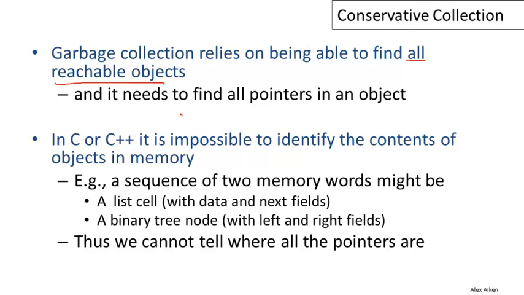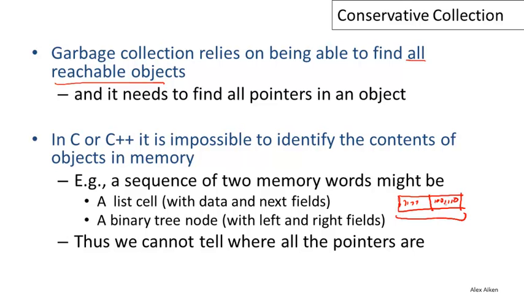Now, the difficulty with doing garbage collection for a language like C or C++ is that it's very difficult or even impossible to identify the contents of objects in memory with 100% reliability. So if we see two words in memory, it might be a list cell that has a data and next field. If we see just two words here, and there are some bit patterns in here, zeros and ones, how do we know whether these are both pointers?